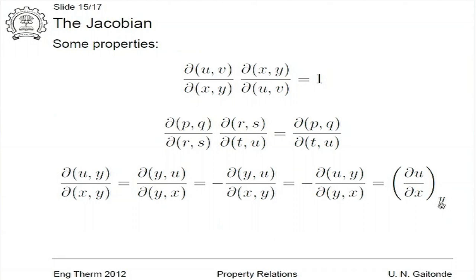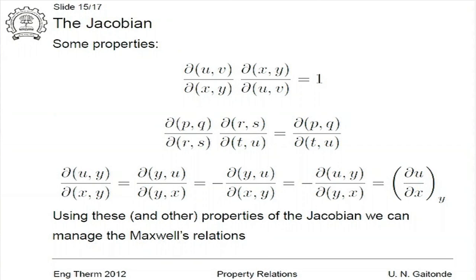U and X need not be in the first column. The common variable, the constant variable Y, needs to be common in some column, either the second column or the first column. So you can also write it like this. But if you have the common variable on a diagonal, either the principal diagonal or the secondary diagonal, then you have to have a negative sign. So this is an important relation: the partial of U with respect to X at constant Y can be written in terms of Jacobians in four different ways. Select one which you find convenient. And we will use these and other properties of the Jacobian to manage the Maxwell's relations.